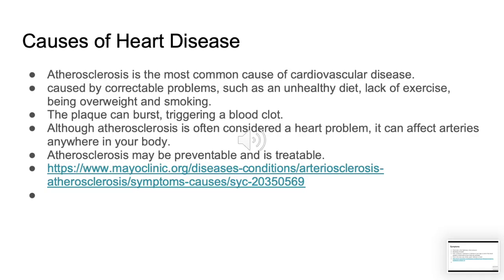Arteriosclerosis occurs when the blood vessels that carry oxygen and nutrients from the heart to the rest of your body become thick and stiff, sometimes restricting blood flow to your organs and tissues. Healthy arteries are flexible and elastic, but over time the walls in your arteries can harden, a condition commonly called the hardening of the arteries.